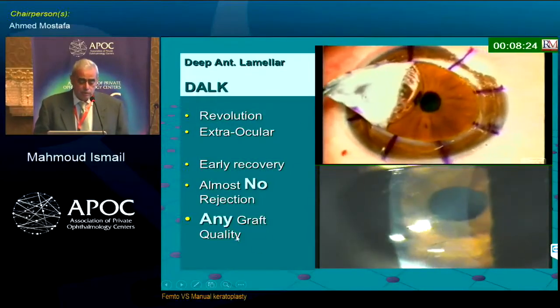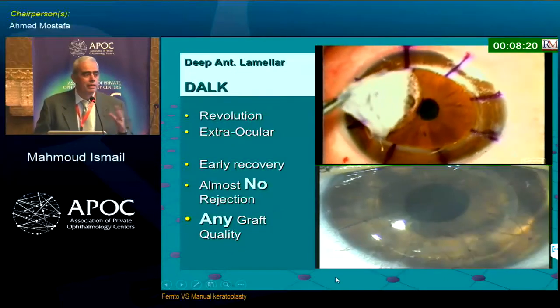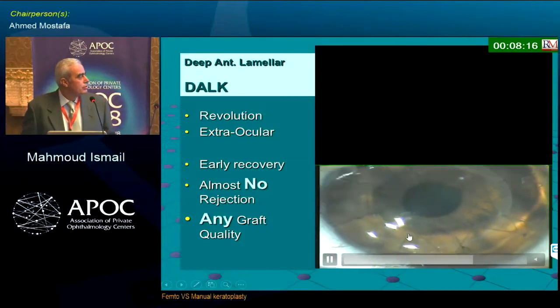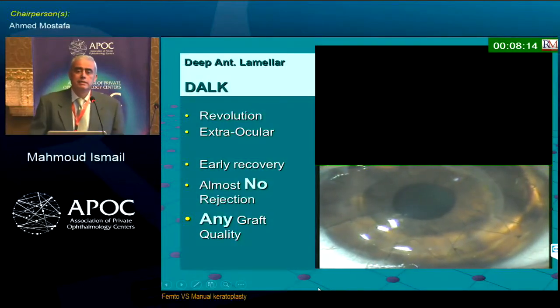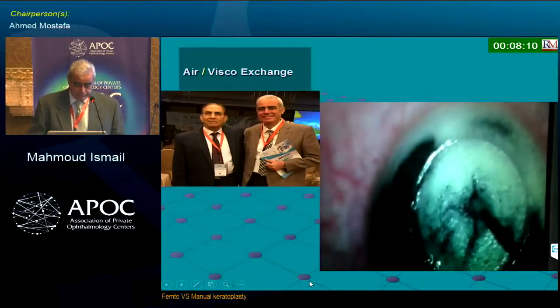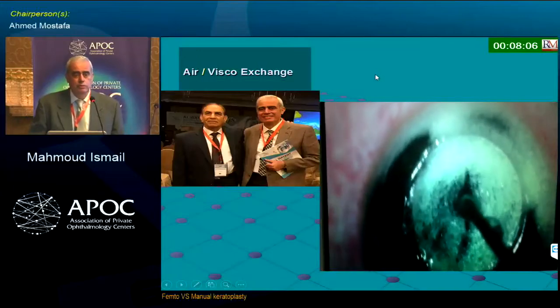You get this quality of patient with any graft quality, and the foreigner can send whatever he sends, we don't mind, because in DULC you don't need the endothelium Descemet's complex. So, what is new? What did I do for DULC?